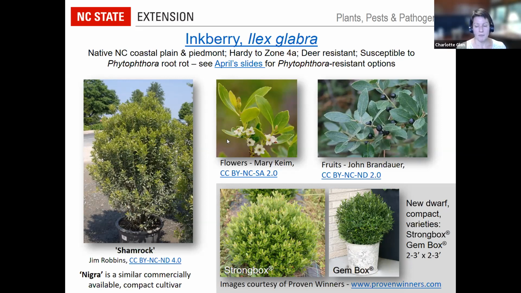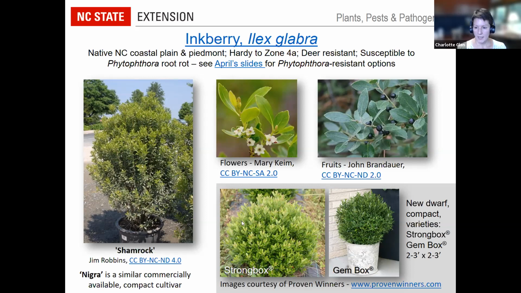These being a holly, they do have those typical holly flowers, and the female plants, of course, will bear a small fruit. And the reason this plant's called inkberry is because it's a little dark colored fruit. Like other hollies, they're separate male and female plants. So these varieties that have been around a while, like Shamrock and Nigra, they're good plants to have in the landscape. They're a little larger.